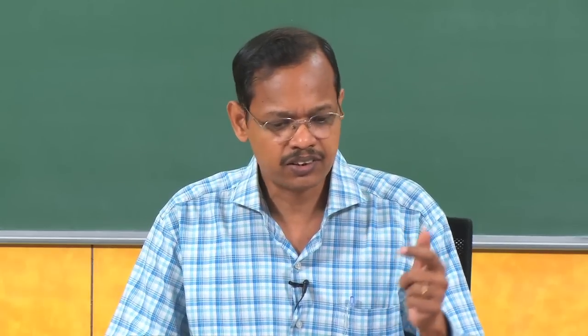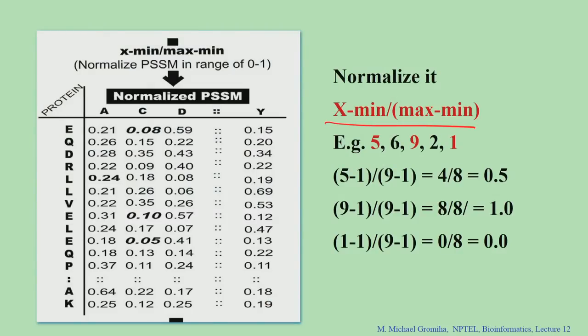So, how to normalize the values between 0 and 1? You can use this equation: x minus minimum divided by maximum minus minimum. For example, I give 5 numbers, and this is the lowest one. What is the expected value for the lowest one? 0, right. If we use this equation, 1 minus 1 divided by 9 minus 1, this equals 0 by 8, that is equal to 0. That is fine, right. If you have the highest one, what is the expected value? That is equal to 1. If you use this one, 9 minus 1 divided by 9 minus 1, this equals 8 by 8, that is equal to 1.